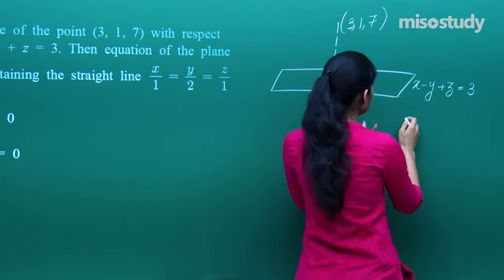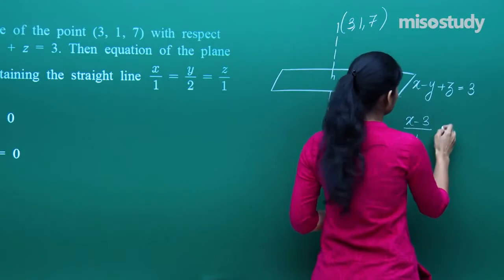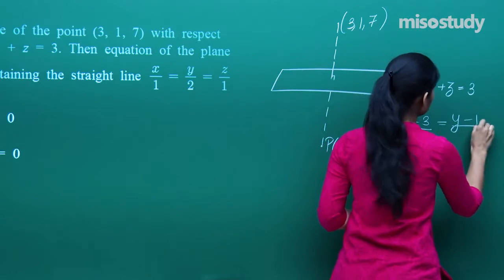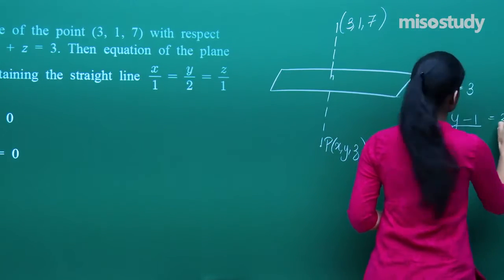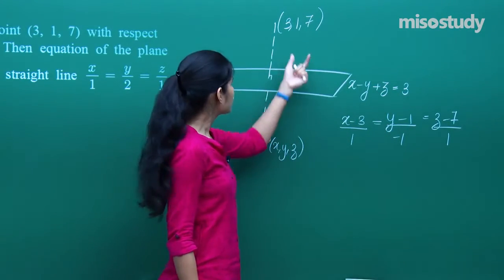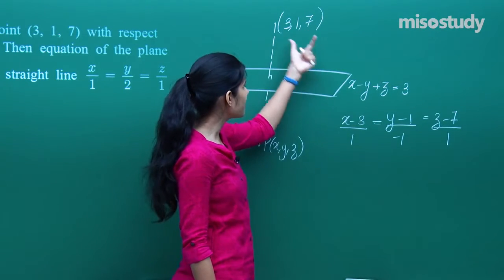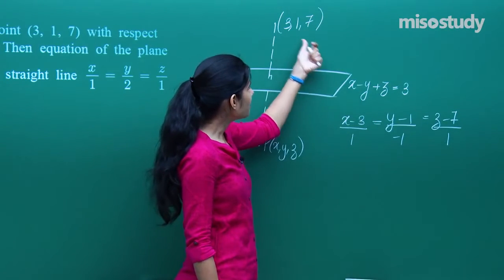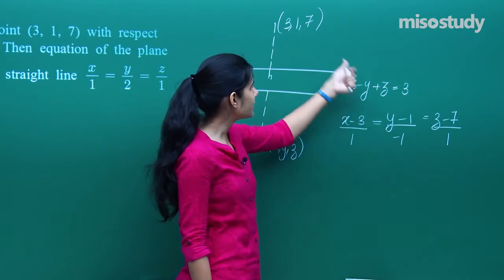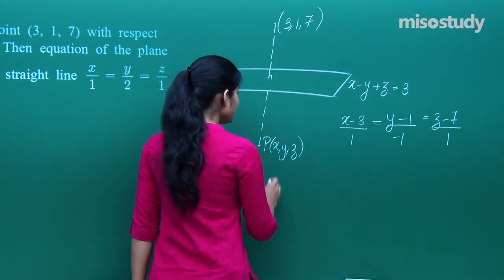It is going to be very easy. It is (x minus 3) by 1 equals (y minus 1) by minus 1 equals (z minus 7) by 1, right? So the line is passing through this point and is perpendicular to this particular plane. So it will be (x minus 3) by 1 equals (y minus 1) by minus 1 equals (z minus 7) by 1. This is the equation of the straight line.